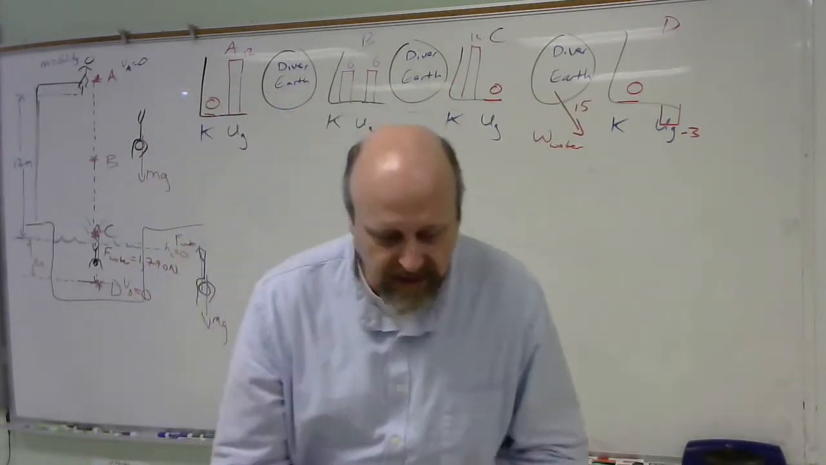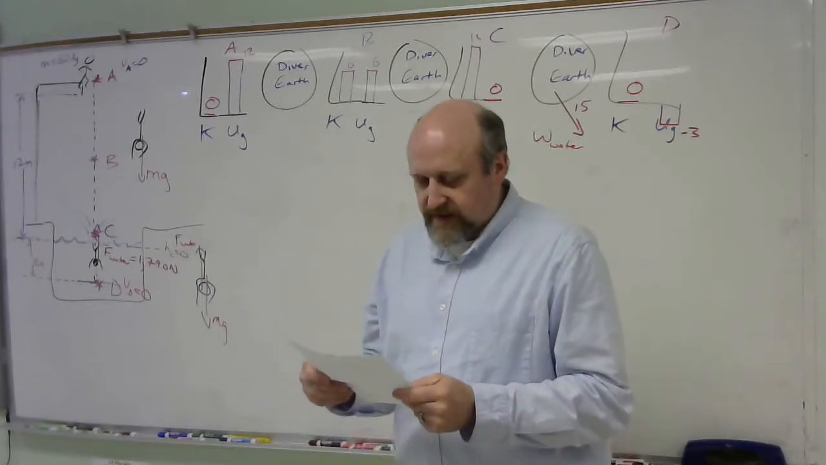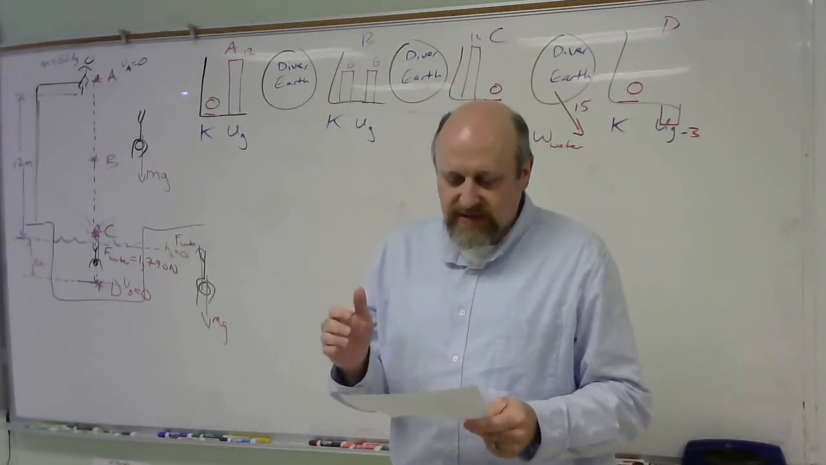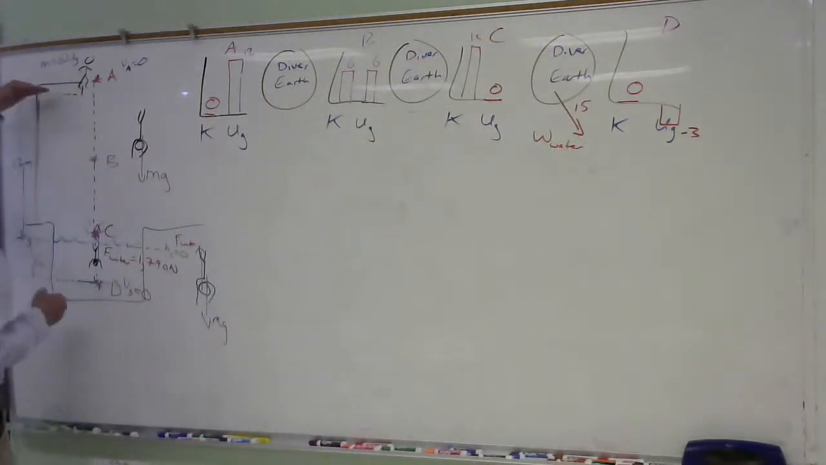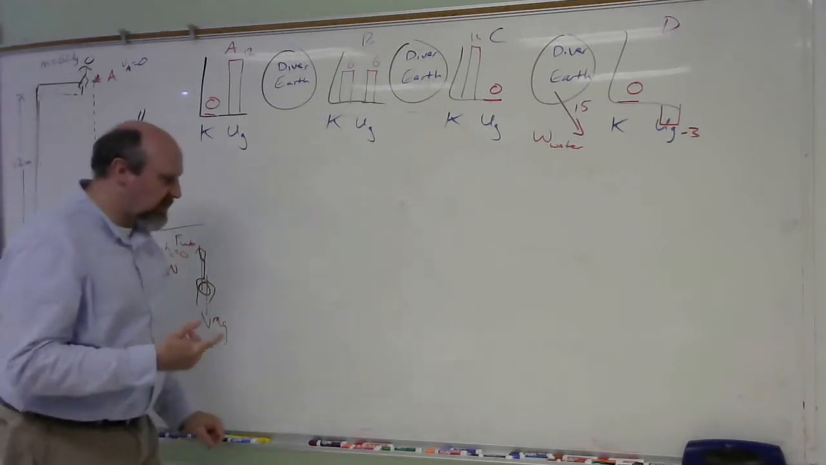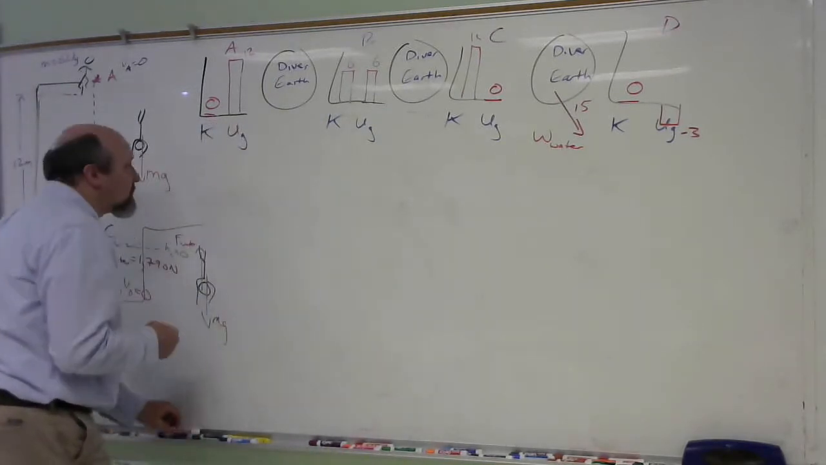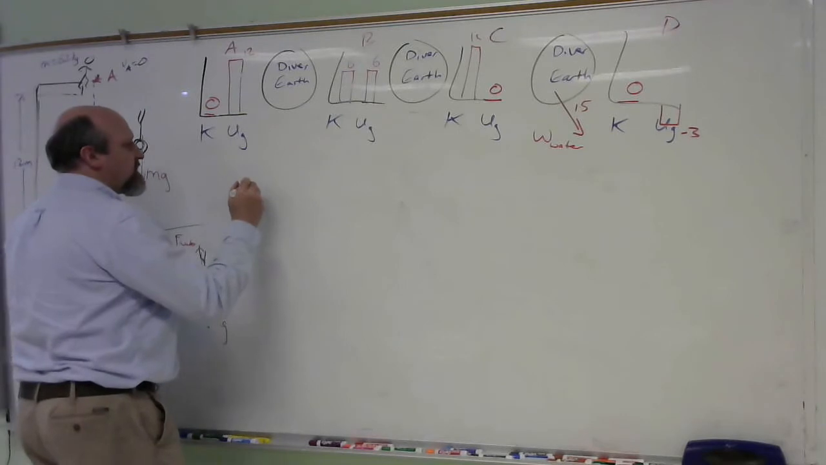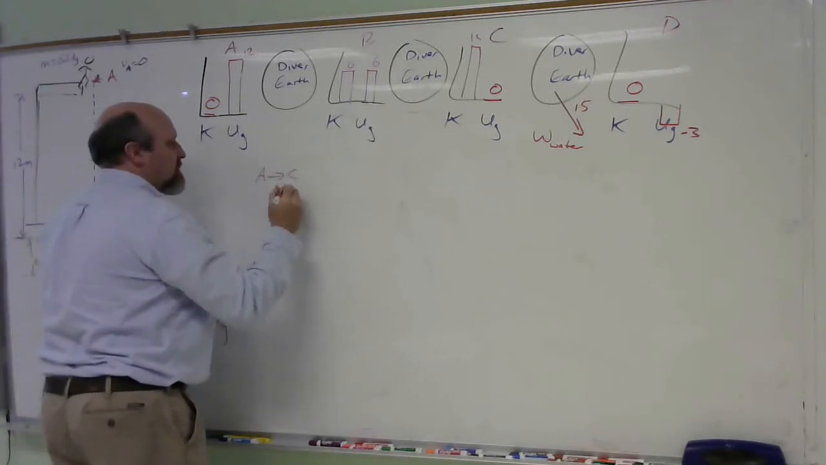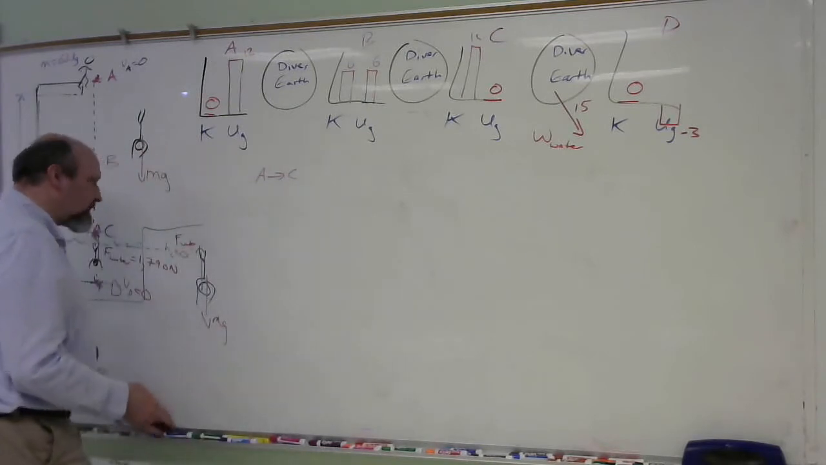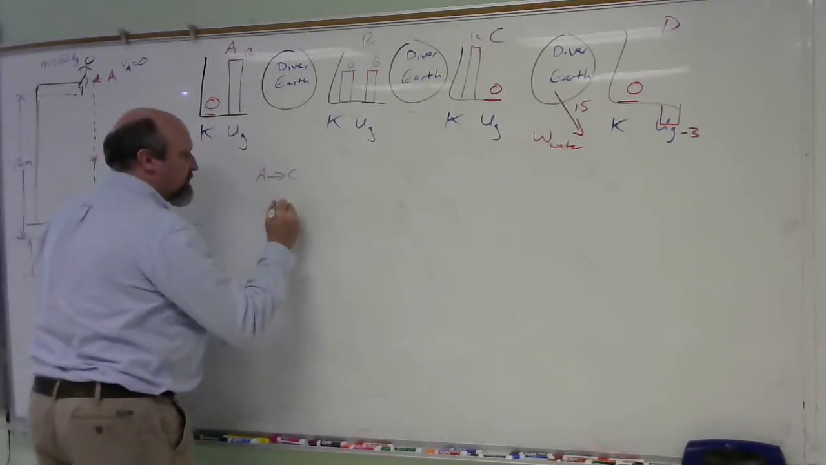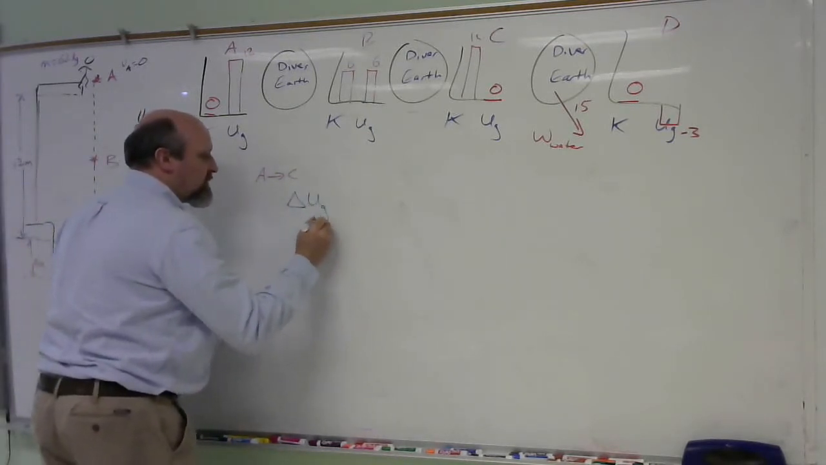Okay, part B. They ask us to determine the change in the gravitational potential energy from the top of the platform to the top of the water. The change in potential energy from here to here, from A to C. So going from A to C, we want to know the gravitational potential energy change. Really, they're just asking us to solve for delta UG, right?